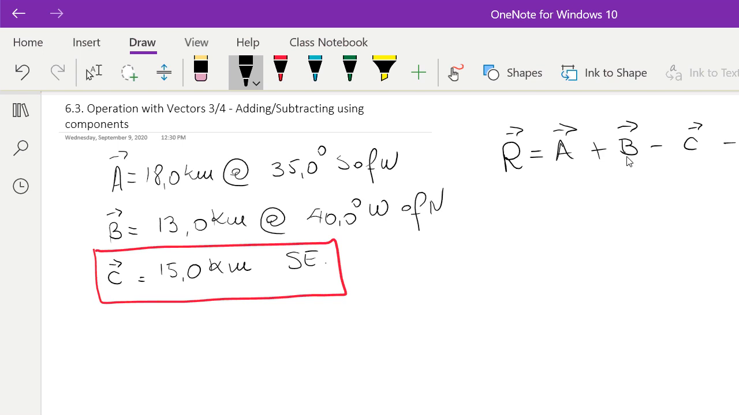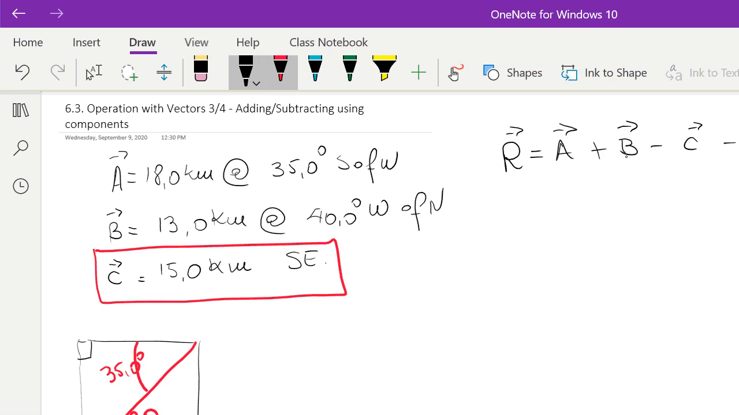So for the first one, it's between south and west. So it is in this south, west quadrant, and it is a vector that has a magnitude of 18 kilometers. And the angle with the west axis is 35 degrees. Now we create the right angle triangle, including the given angle.